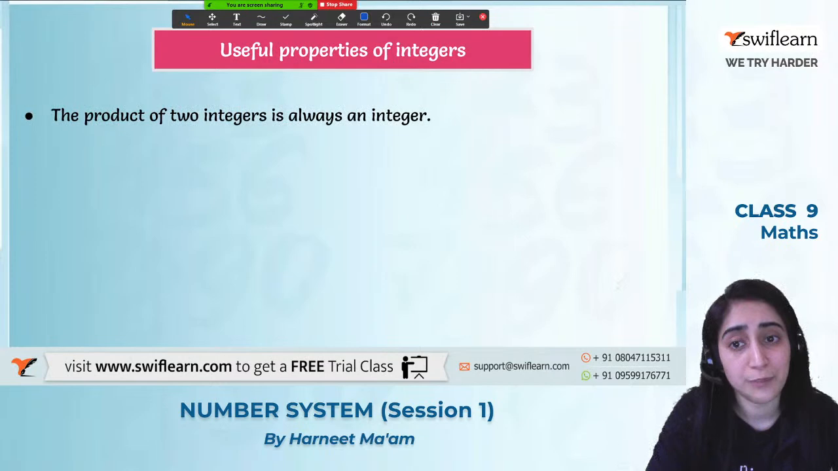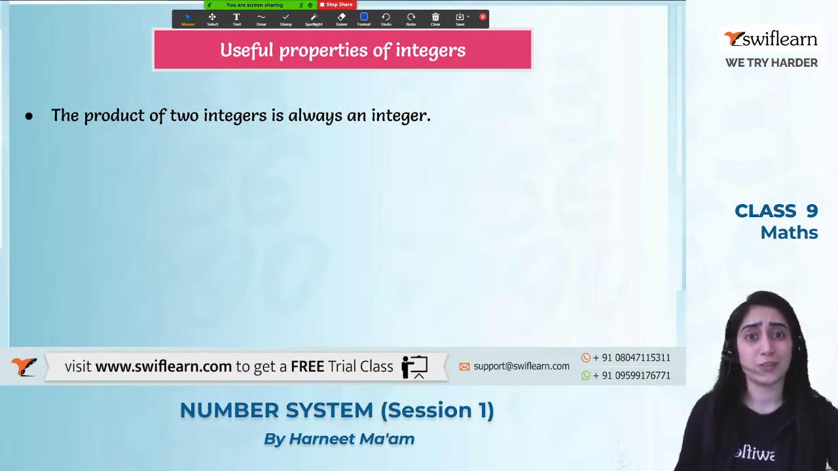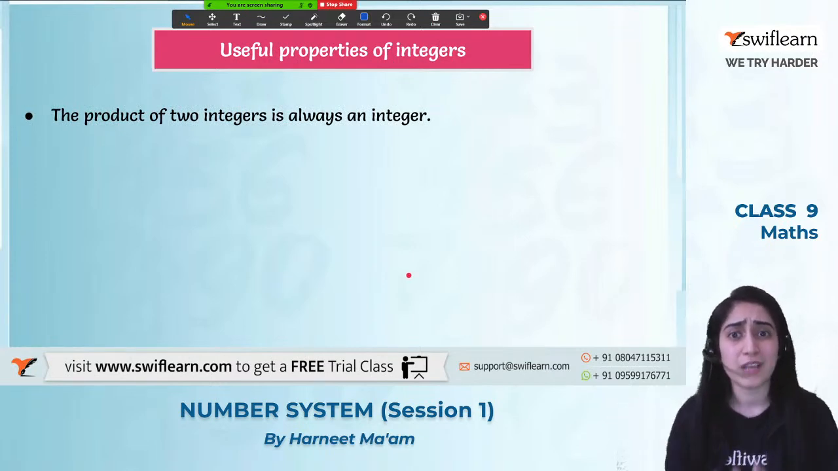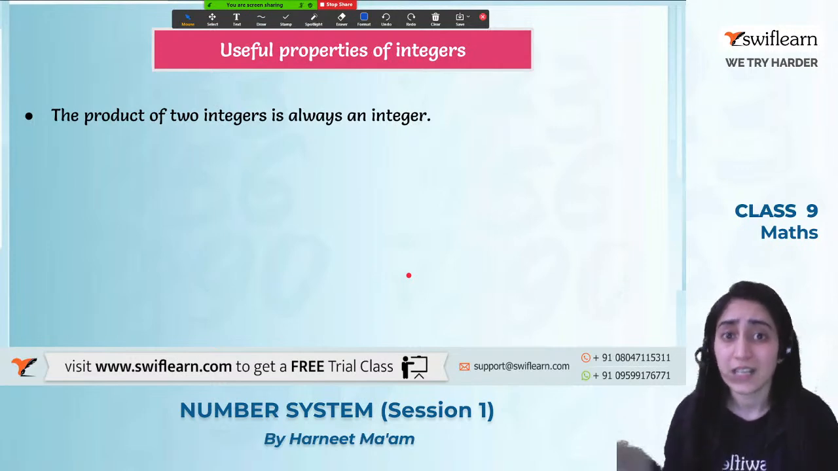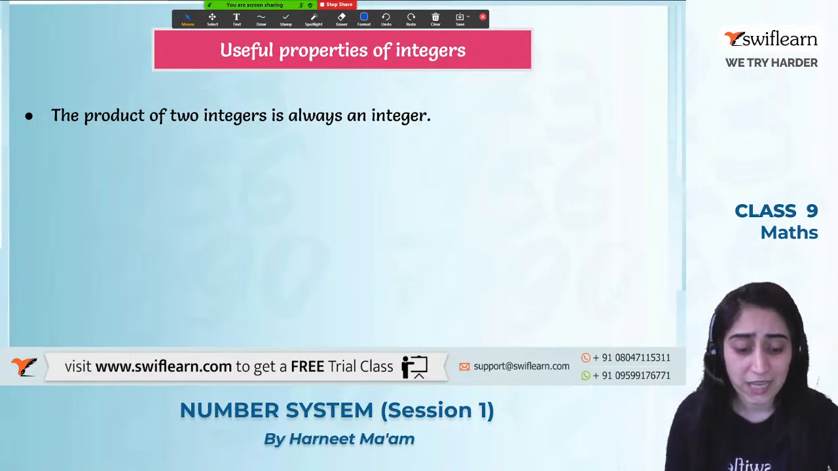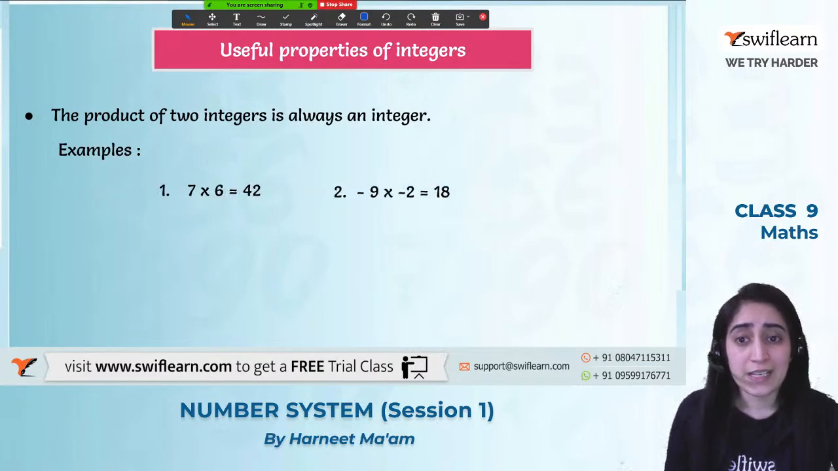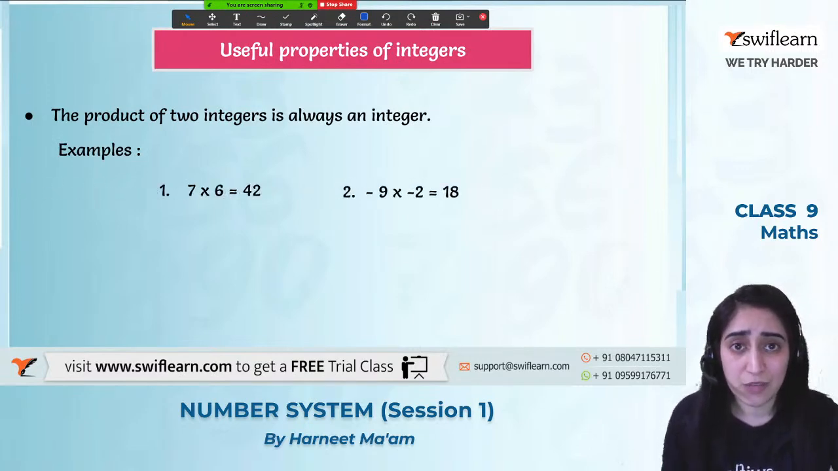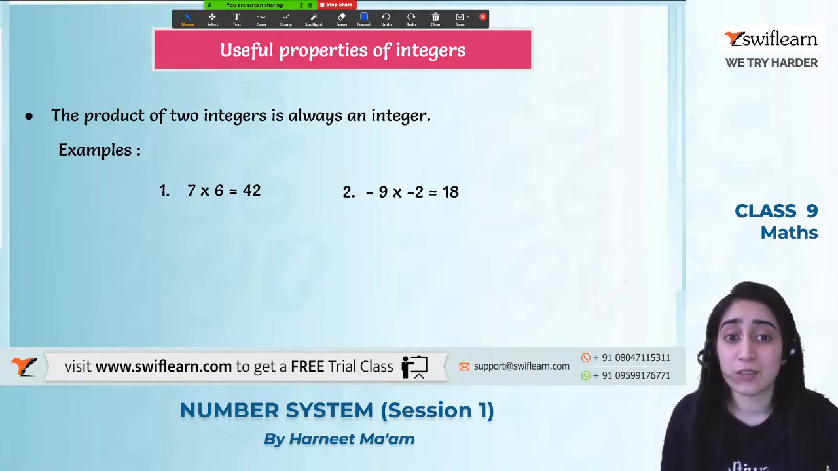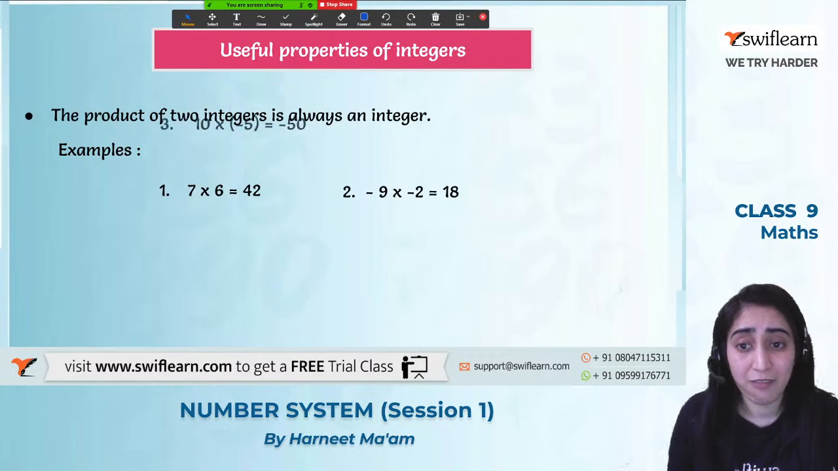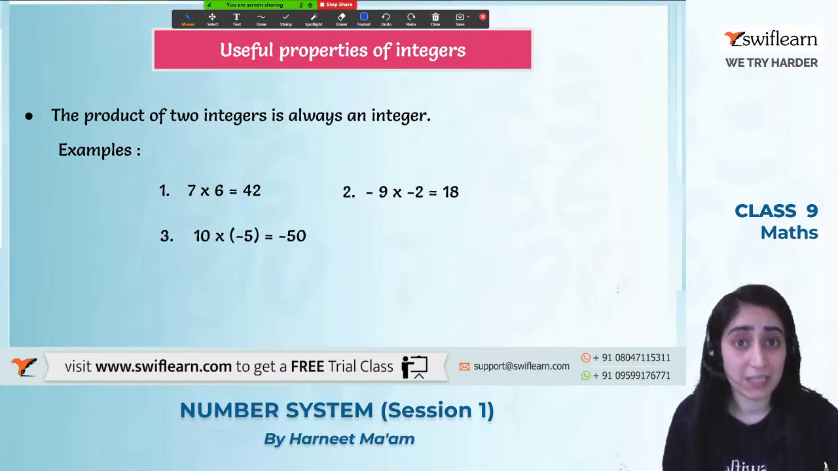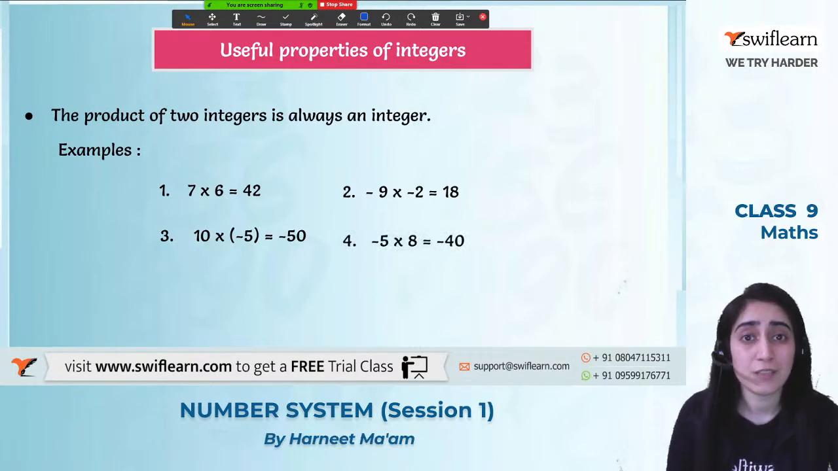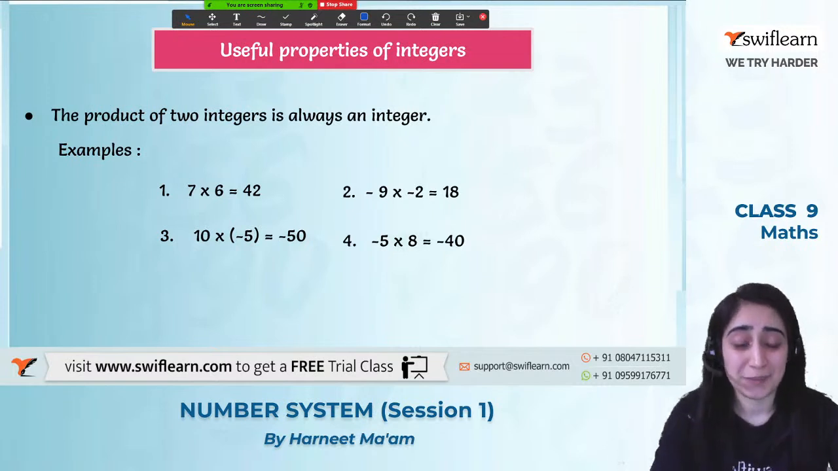Moving on to the third one. The product of two integers is also an integer. Pretty easy. When I multiply two integers, I'll always get an integer. That is always happening. Like 7 into 6 comes out to be 42. Negative times negative becomes positive, so minus 9 into minus 2 is 18. When I multiply a positive with a negative, I get a negative, but that is also an integer. Same is the logic with minus 5 and 8. Clear?